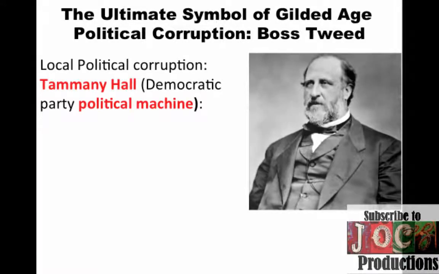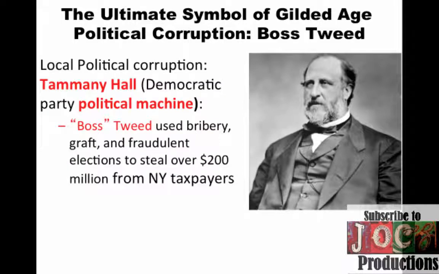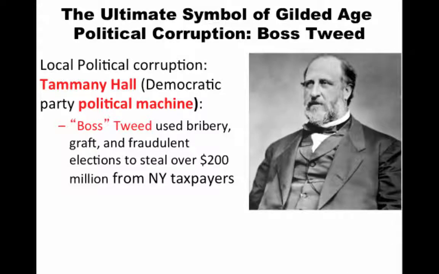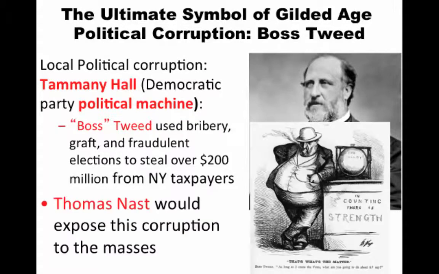Now, the ultimate symbol of Gilded Age political corruption can be seen in Boss Tweed. And this is local political corruption because in New York City, there was a political machine run by the Democratic Party called Tammany Hall. And the boss of that political party was that guy right there, Boss Tweed. And he's going to use bribery, graft, and fraud to steal over $200 million from New York taxpayers. And really he is, and Tammany Hall itself is the symbol of this corruption. And unfortunately for Boss Tweed, Thomas Nast, a political cartoonist, will ultimately expose this corruption to the masses, as you see on that political cartoon right there.